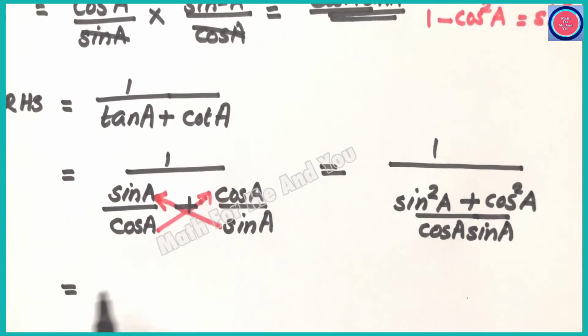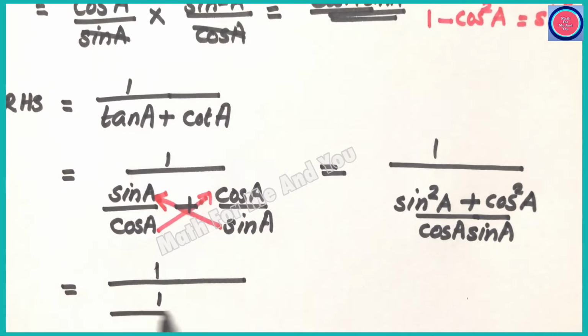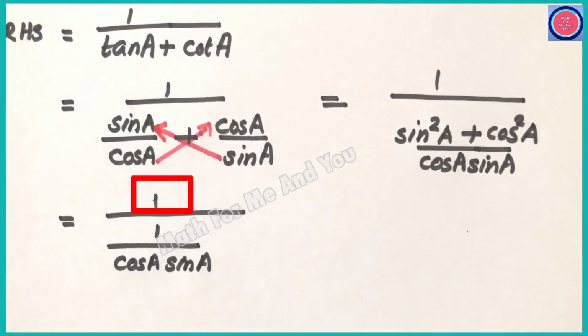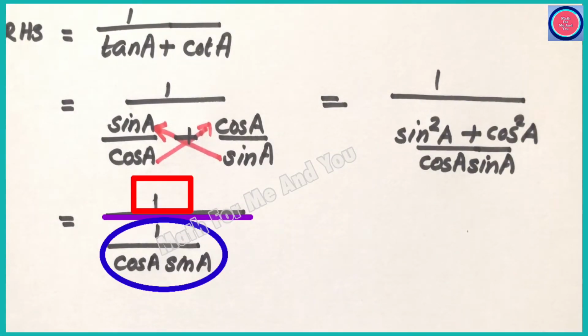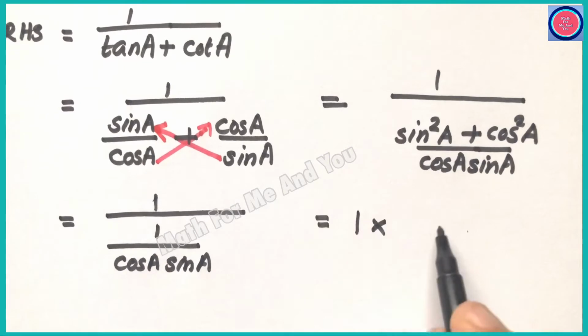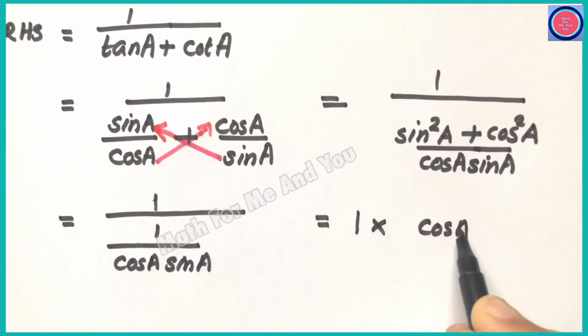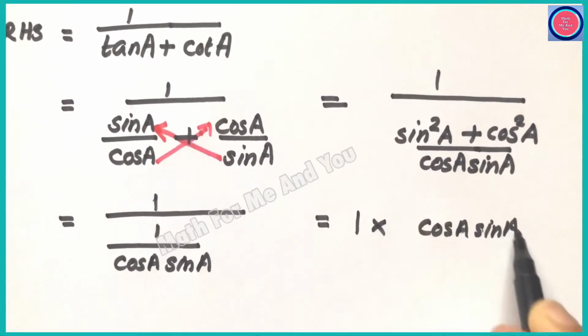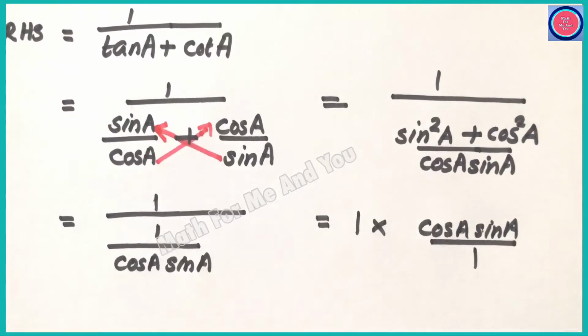In the next step, 1 divided by. What is sin square a plus cos square a? We have studied the identity. The answer is equal to 1 divided by cos a times sin a. Here the meaning of this expression is 1 divided by a fraction. So what we can do is 1 multiplied with the reciprocal of the fraction. 1 times the reciprocal of 1 divided by cos a sin a is cos a sin a divided by 1.